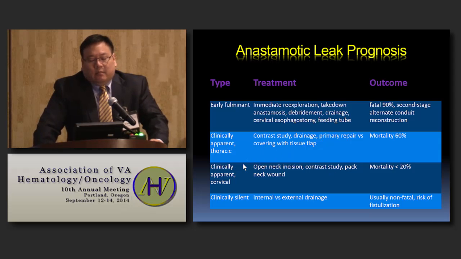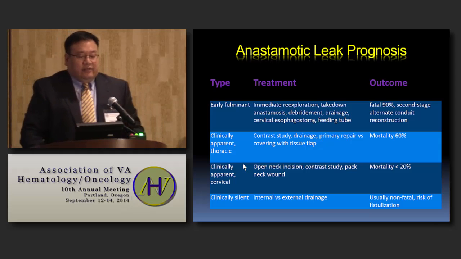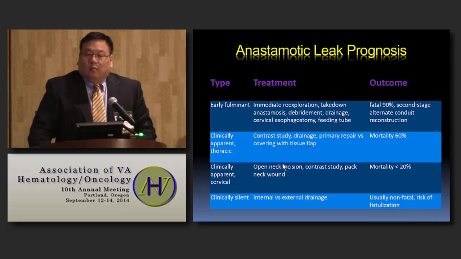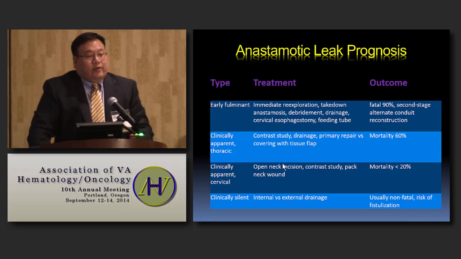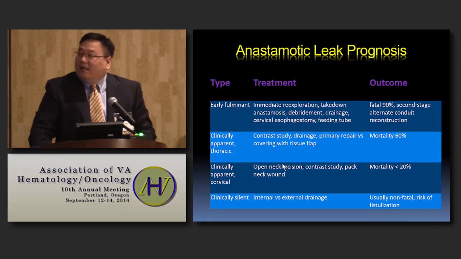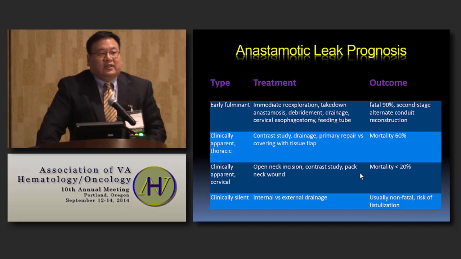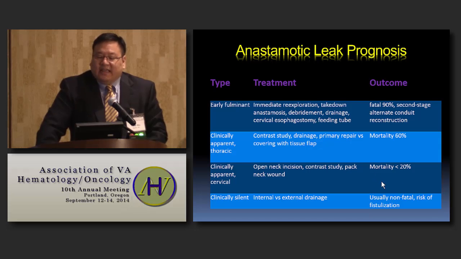Fortunately, the more common presentations, either in the chest or in the neck, are managed by contrast studies, wide drainage, primary repair, covering of vascularized tissue flaps, or just packing the neck wound and allowing it to granulate in. The reason the majority of esophageal surgeons prefer the neck anastomosis is that the infection is at least confined superficially in the neck, as opposed to in the chest and dealing with mediastinitis with a higher mortality.